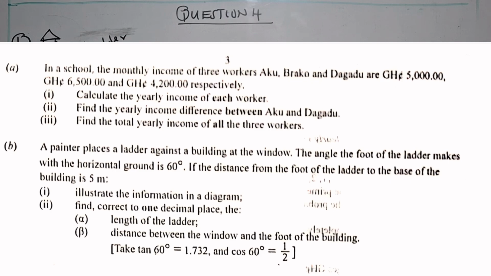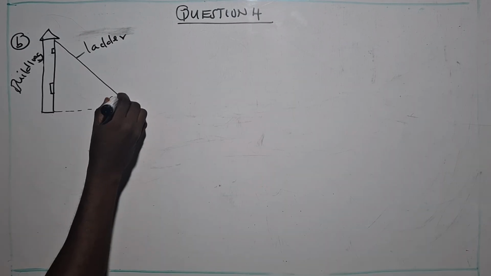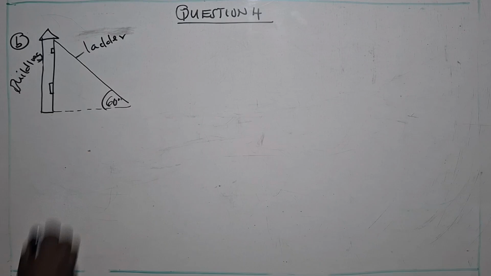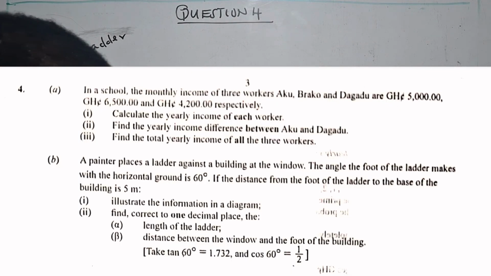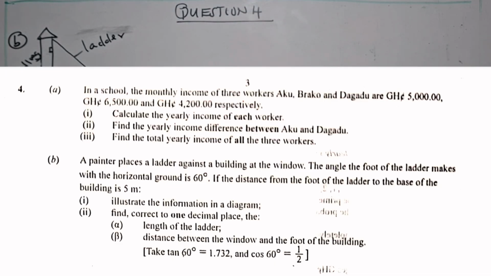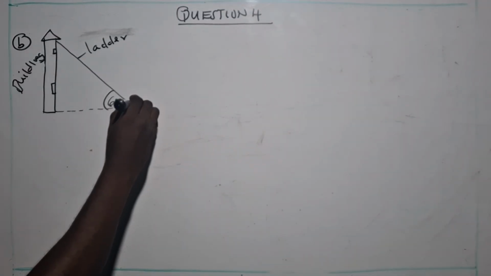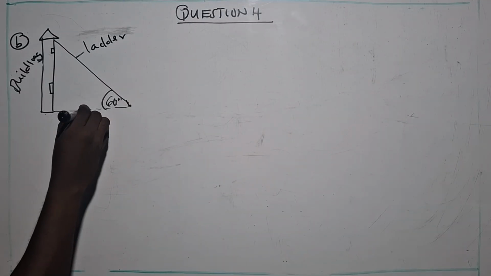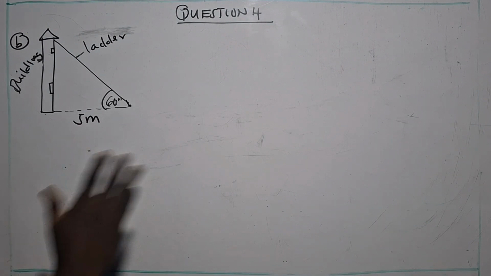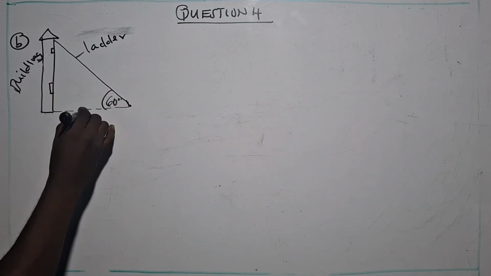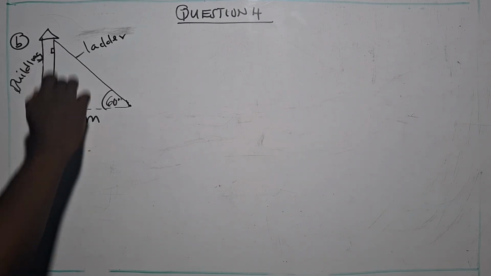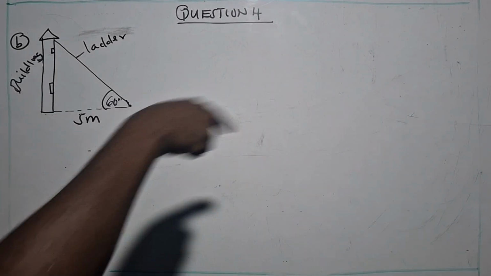This is the foot of the ladder and the ground. They make an angle of 60 degrees. The distance from the foot of the ladder to the base of the building is 5 meters. So you have to know and understand where the dimensions are given and the angle is given. This is a building, we have leaned the ladder against it. You can also draw it the other way around.